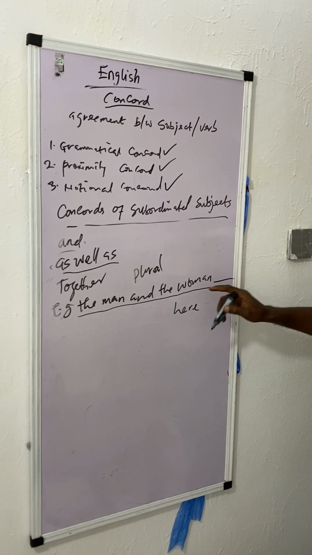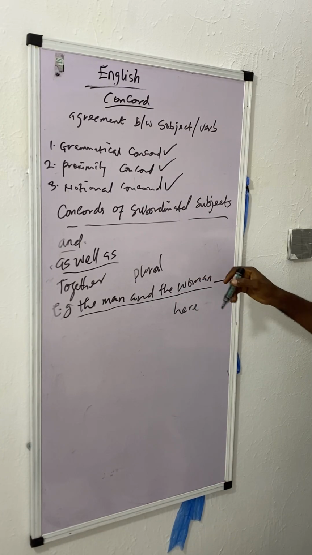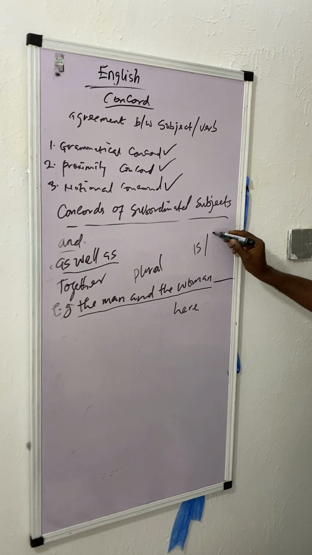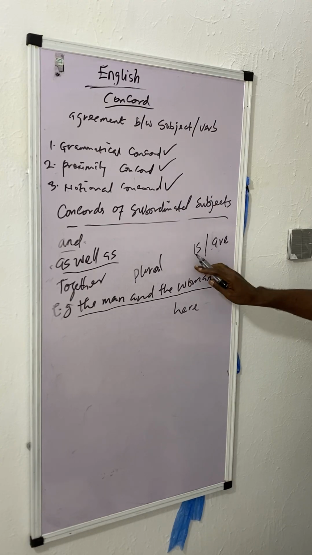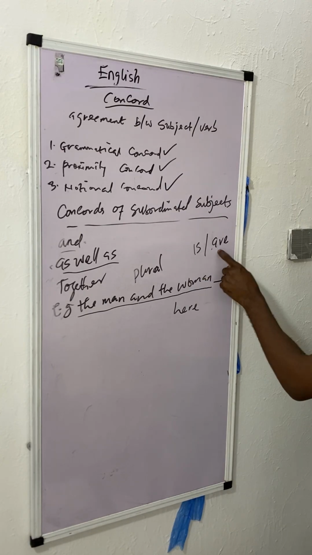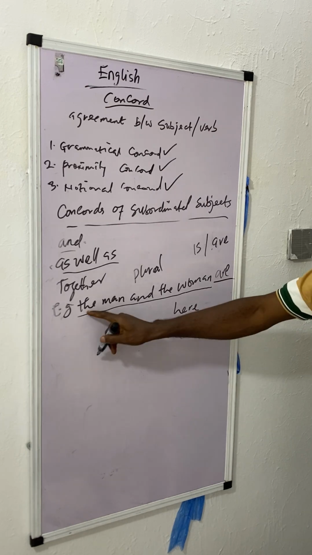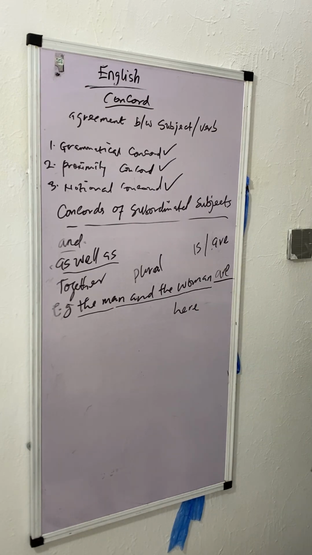The man and the woman, plural. So we need a plural verb here too, right? So what is a plural verb? Should we put "is" or "are"? Which is plural? "Is" is singular. "Are" is plural. So "are" is the answer. All right. The man and the woman are here.